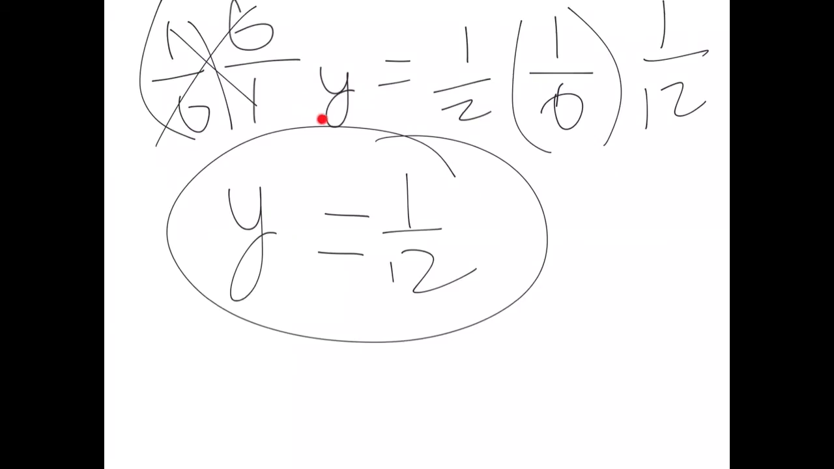6 over 1 y equals 1/2. The reciprocal of 6 over 1 is 1/6. Put that on both sides of the equal sign. And it cancels each other out on the left side. And 1/2 times 1/6 is 1/12. And that's my final answer.